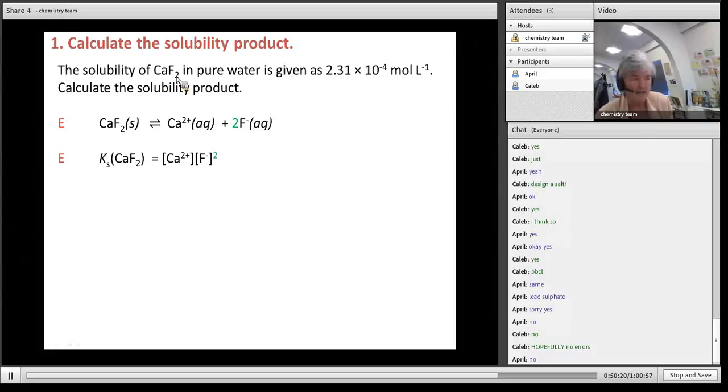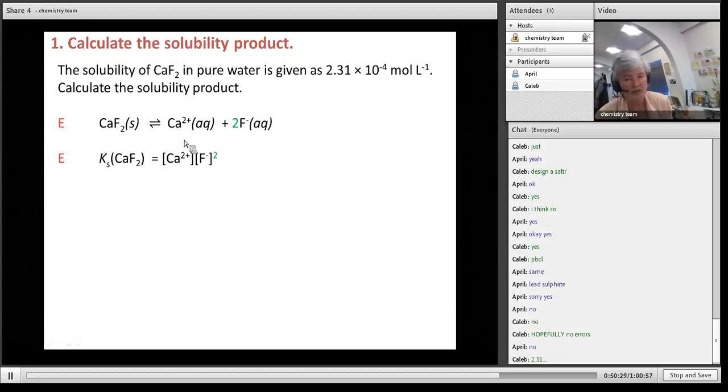So I can make some assumptions now, because every calcium fluoride forms one calcium ion. So what will my solubility of calcium be? 2.3 blah blah blah, correct, because one calcium fluoride forms... sorry, I'm getting ahead of myself. One calcium fluoride forms one calcium. So the solubility, what I substitute into the calcium square brackets, is the 2.31 times 10 to the minus 4.